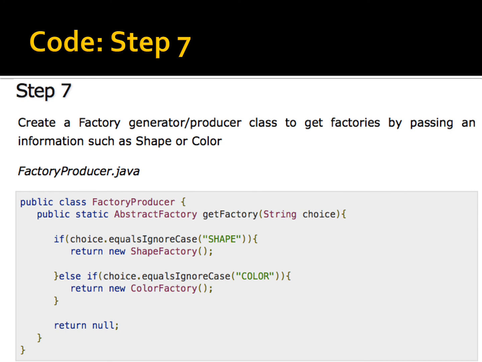As we have only two different products, which are shape and color, let's say if we have a third product which is pen or border or any other thing, then the number of the concrete factories will also be increased, and the choices will also be increased, and the conditional statements for the factory class will also be increased.